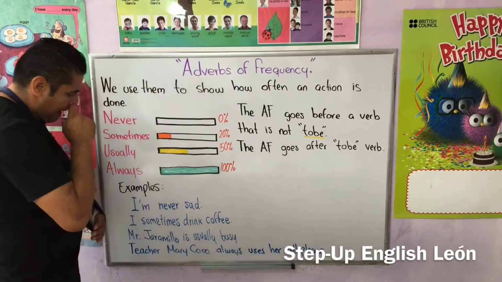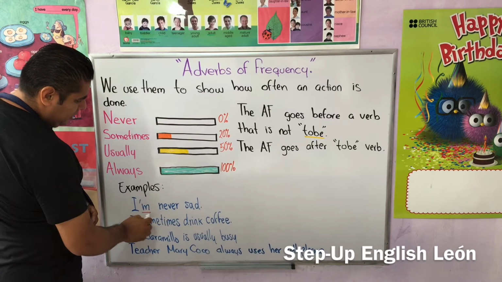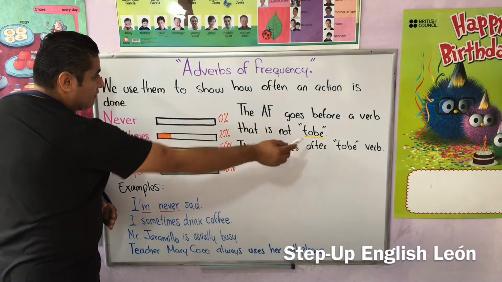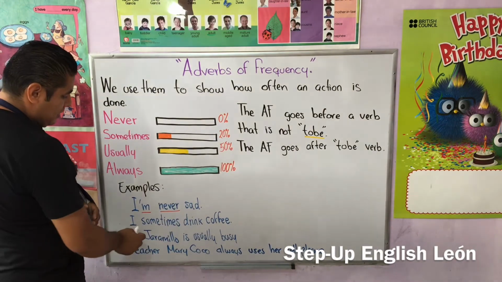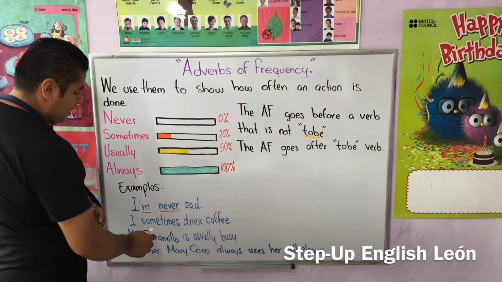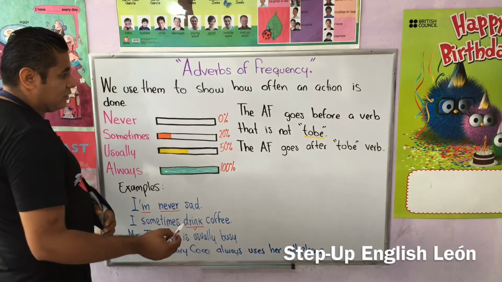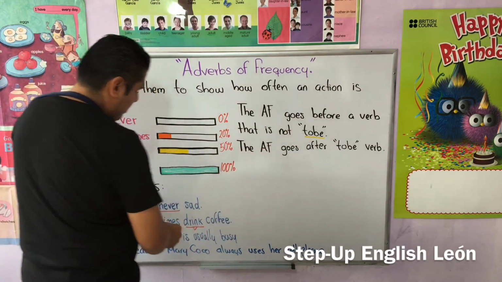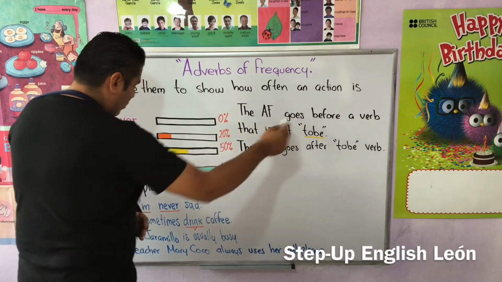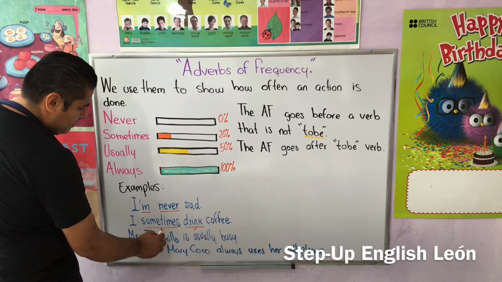I'm never sad. Okay, we have to be and the adverb of frequency. The rule says the adverb of frequency goes after the to be verb. You see? Next, I sometimes drink coffee. The verb goes after the adverb of frequency. Like here, this verb is not to be, so the adverb of frequency goes before.